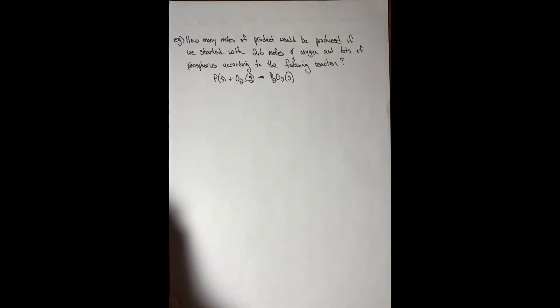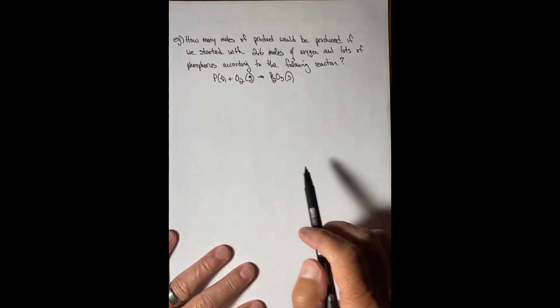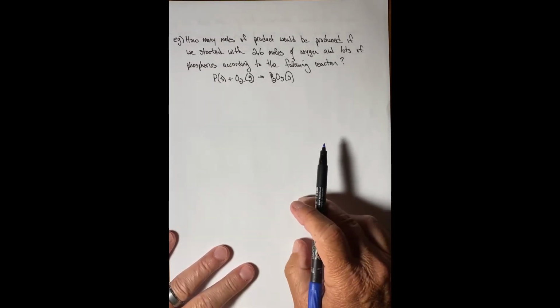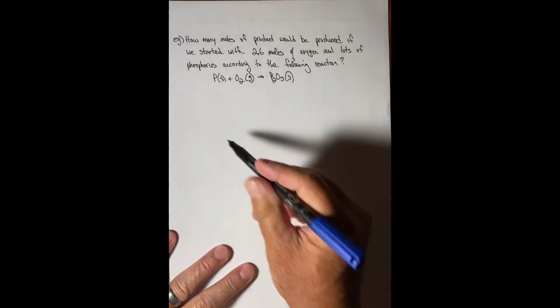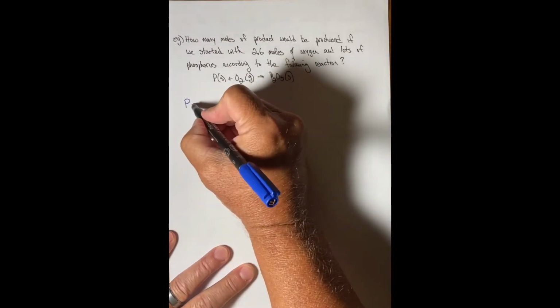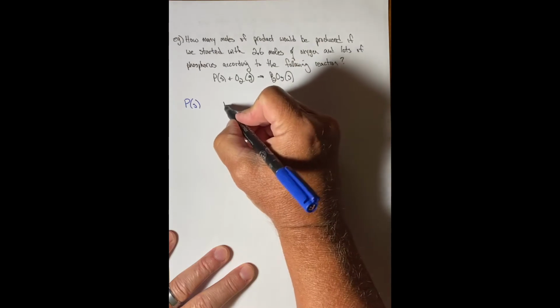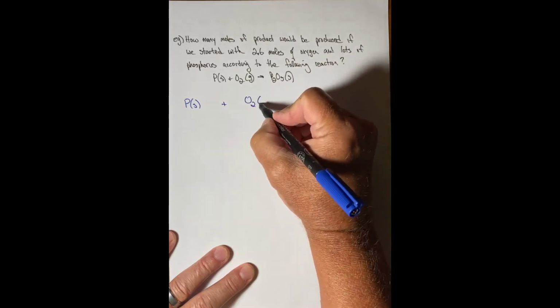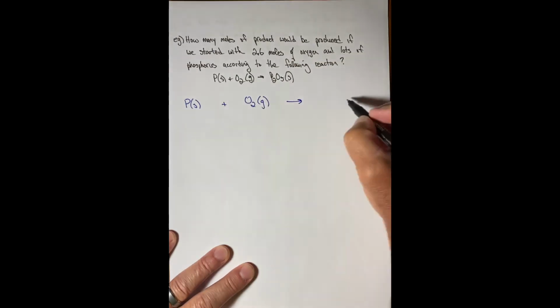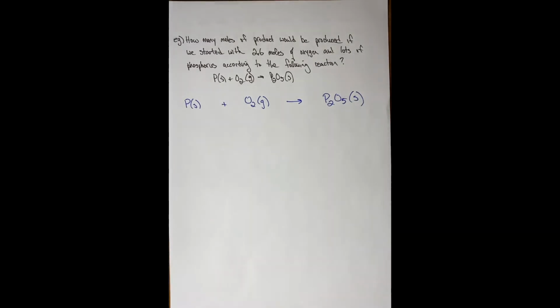So this is how we solve for stoichiometry. The first thing we're going to do is rewrite the chemical reaction, and we're going to use the whole width of the page. So I'm going to have phosphorus, oxygen gas, and then I'm going to have diphosphorus pentoxide on this side. Okay? Now, the next thing I want to do is balance this.